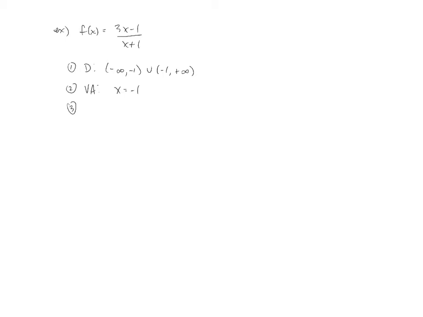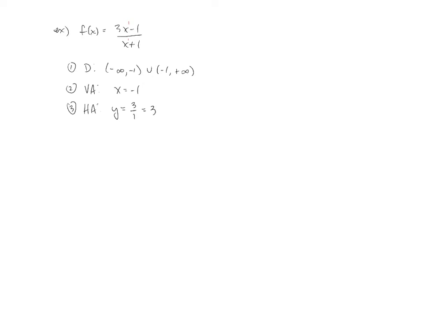You can see in step 3, we're looking for the horizontal or oblique asymptote. To determine that, we look at the degree of the numerator versus the degree of the denominator. Both are degree 1, which means that we have a horizontal asymptote at y equals the ratio of leading coefficients. So the leading coefficient in the numerator is 3, and the denominator is 1. So y equals 3 would be the horizontal asymptote.